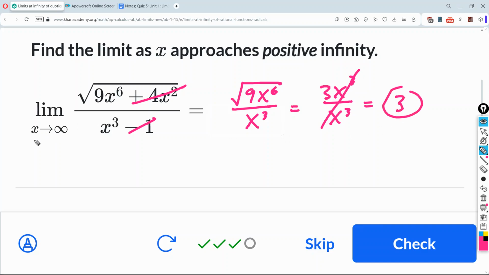Now, positive infinity, if you plug it in here, it's still positive in the numerator. If you plug it in here, it's still positive in the denominator. Positive over positive is still going to be positive. So 3 is okay.